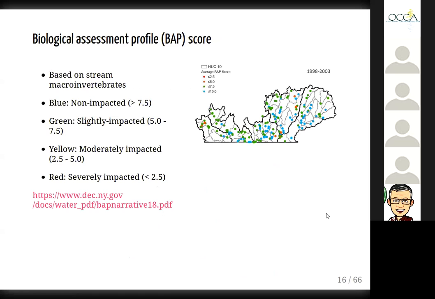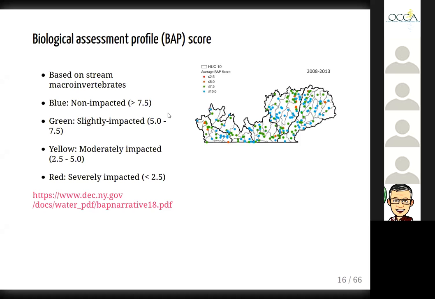So today we're just going to be focused on the BAP score part of the RIBS dataset. And again, like what Cassie said, this score is derived mostly based on stream macroinvertebrates, but it also includes a bunch of different measurements, ranging from species richness to EPT richness to Hilsenhoff index, and all kinds of other relevant biotic indices.